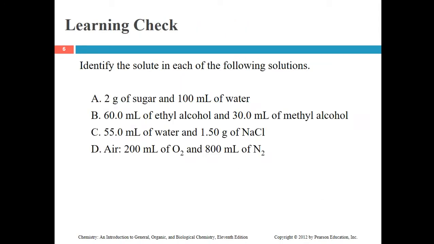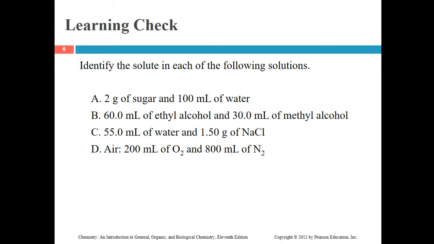Learning check. Identify the solute in each of the following solutions. All right? Press pause and come back and do this. So on A, 2 grams of sugar to 100 milliliters of water. Well, we know that a milliliter of water is 1 gram of water. We learned that some time ago in density. So first of all, 2 reasons we know that sugar is the solute is because it's in less mass, but we also know that if water is one of your options, it's always considered the solvent.